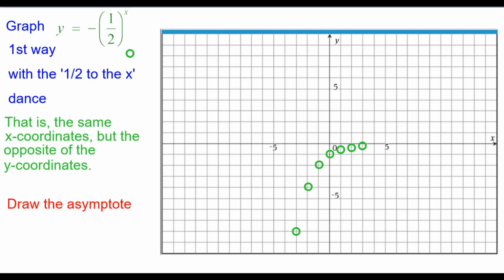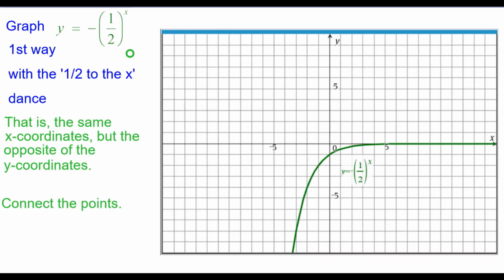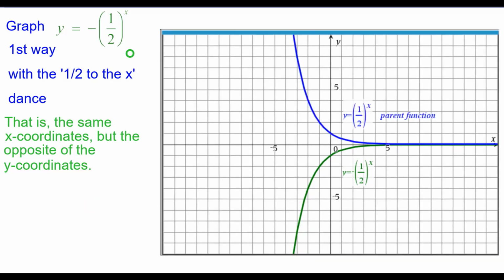We draw on the asymptote, which is the x-axis, the line y equals 0. Connecting the points, we get that exponential looking curve. This is y equals the opposite of the quantity 1/2 to the x. Comparing that to its parent function, looks like this. And again, you can see that the graphs are reflections about the x-axis.